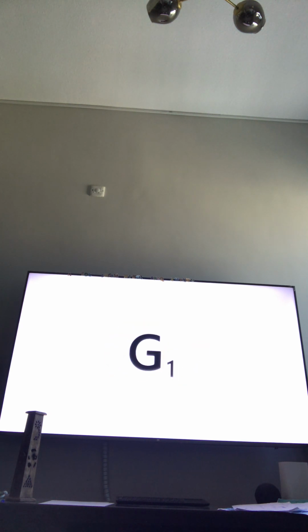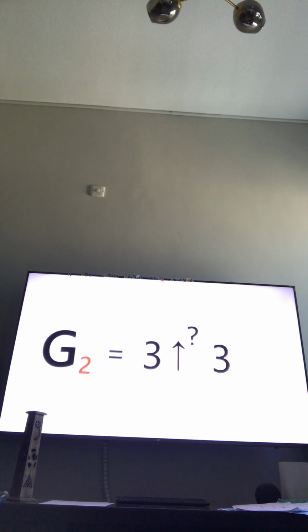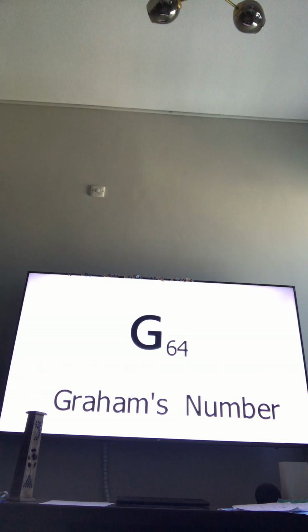And then we have G2. That's equal to 3, but with how many arrows? 3. It has G1 number of arrows, or this many arrows. G3 has G2 number of arrows. G4 has G3 number of arrows. You keep incrementing all the way to G64, which is 3 with G63 arrows to 3. G64 is Graham's number.